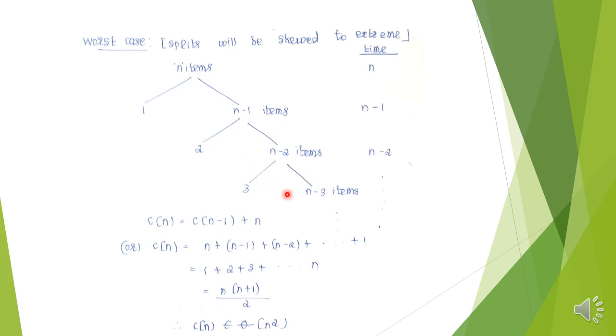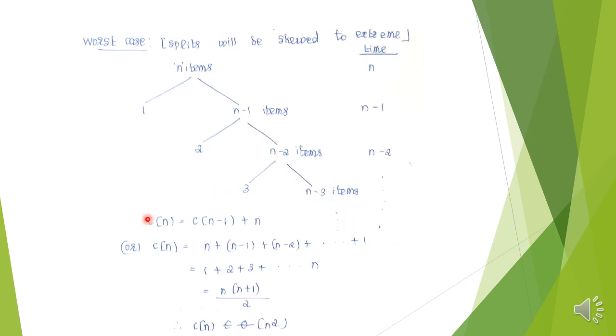This slide shows the recursive tree for this split, where the n elements are divided. The first element will be present here and the remaining n minus 1 elements will be in the right subtree. Likewise, in the next iteration the second element is considered as the pivot element, and all the remaining n minus 2 elements are in the right subarray. This happens repeatedly, so the split operation is skewed to the right extreme.